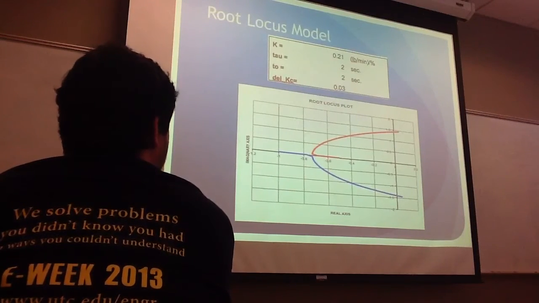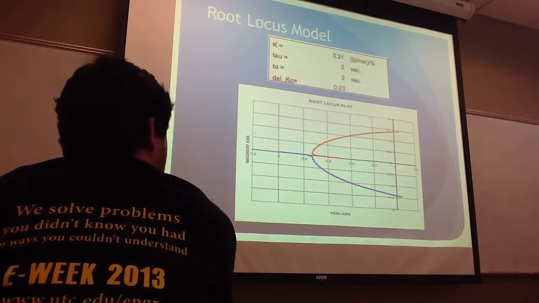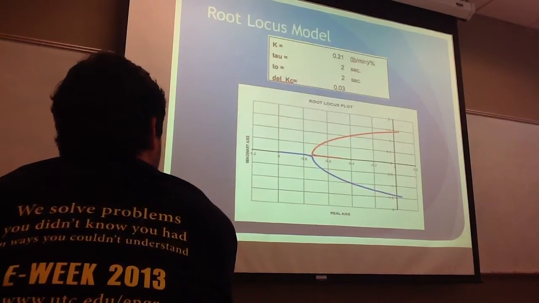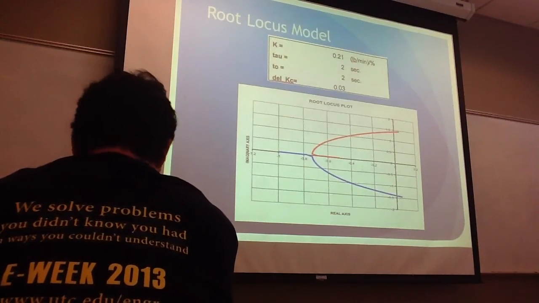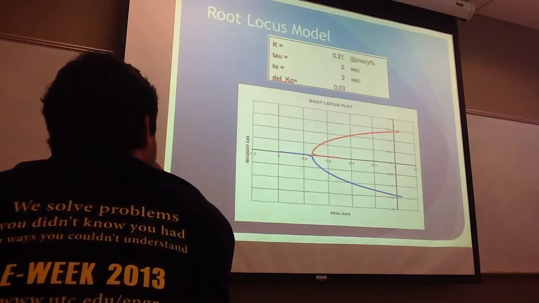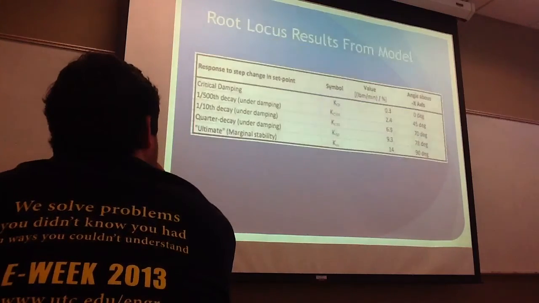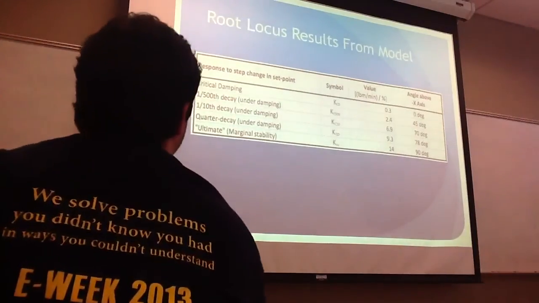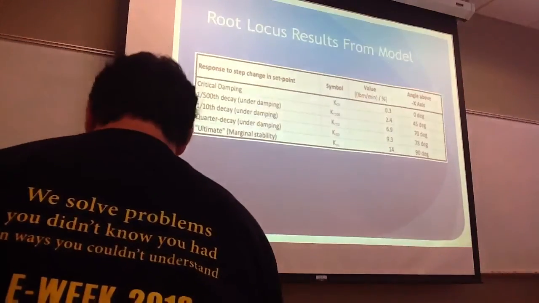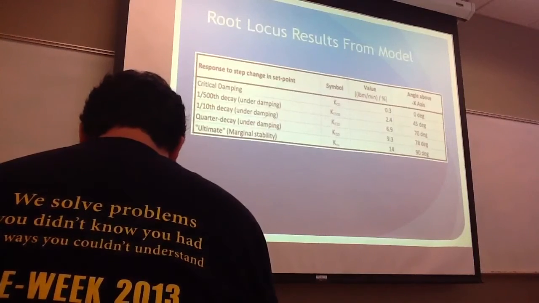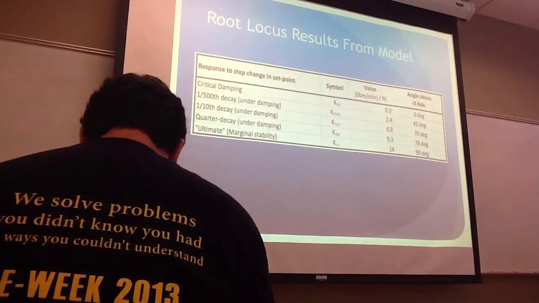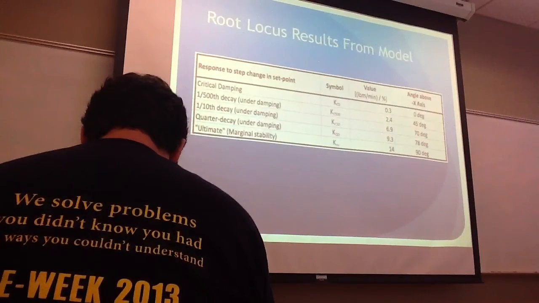We use the gain, time constant, and dead time that we got from our SSOC, 0.21, 2, and 2, and our delta KC was 0.3. These are the results that we got from our model. We all have the same model, so we got all the same values in pound per minute per percent. With the critical damping at 0.3, angle 0, so on.